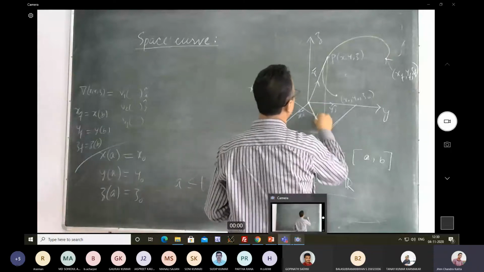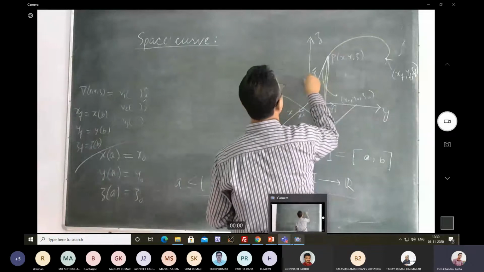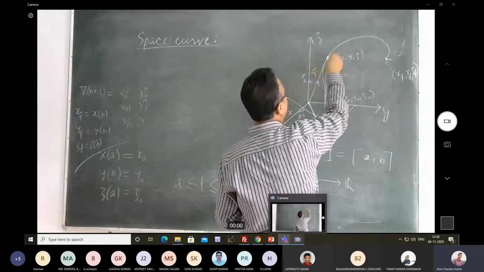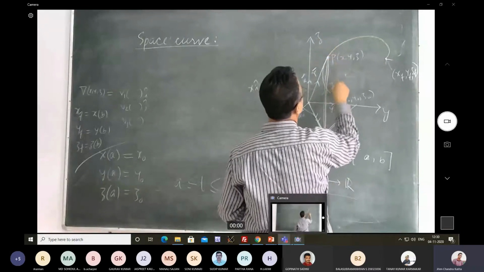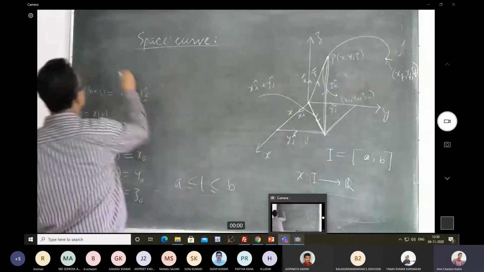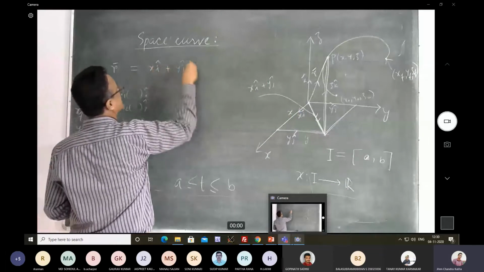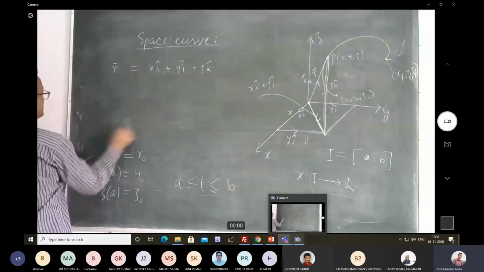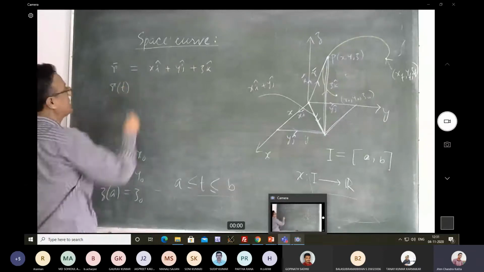Then the sum of this plus this: although this k is along the z axis, I can take this unit vector along any parallel direction of the z axis. So this vector is nothing but z k, right? So what I get is r simply as x i plus y j plus z k. But here you can see that r is a function of t, right?